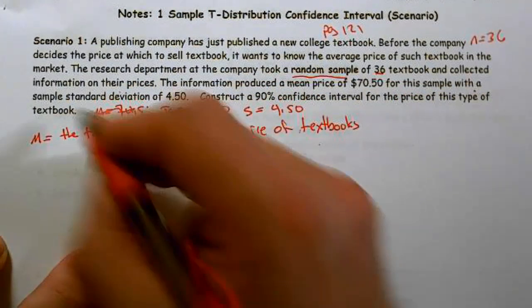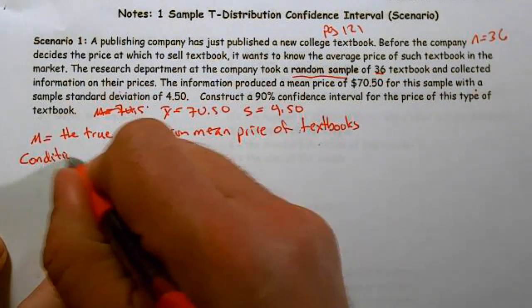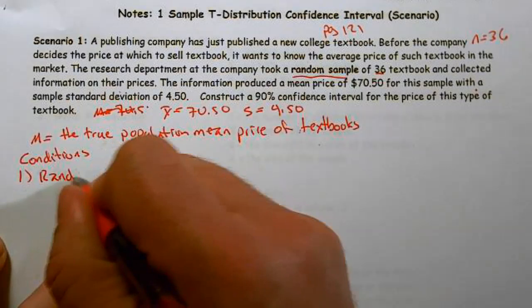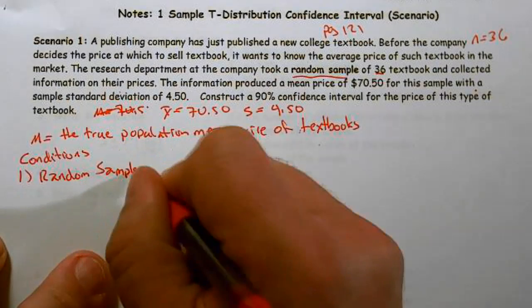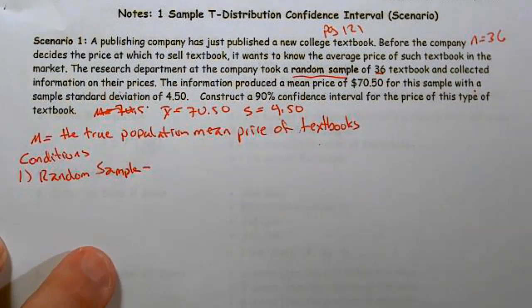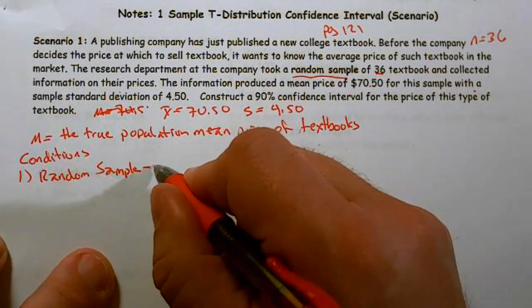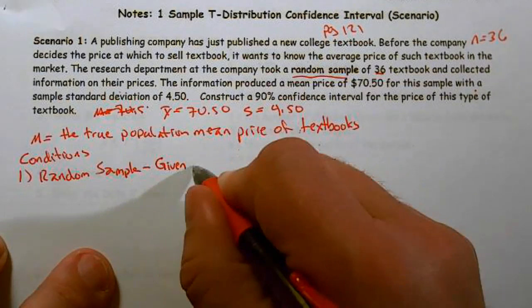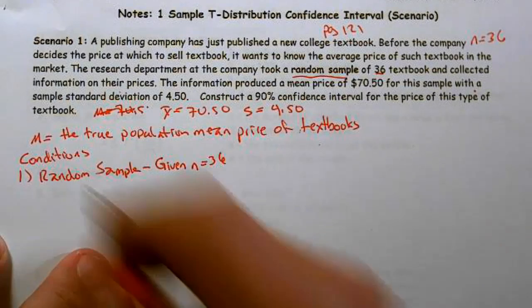The next thing we need to do is conditions. And the first condition we need to address is random sample. Well, the first one, random sample, turns out they told us it was, and I've never seen one where they didn't. If they don't, you're going to need to say random sample is assumed. Random sample given, and I'm just going to make a note that n equals 36. All right, they told us there was 36.